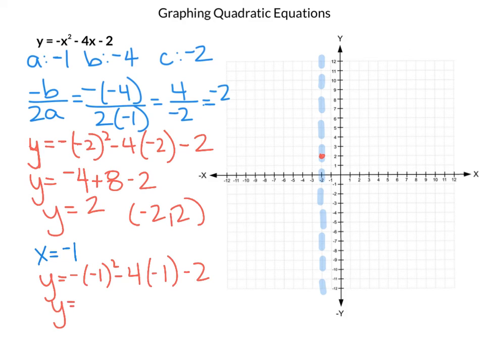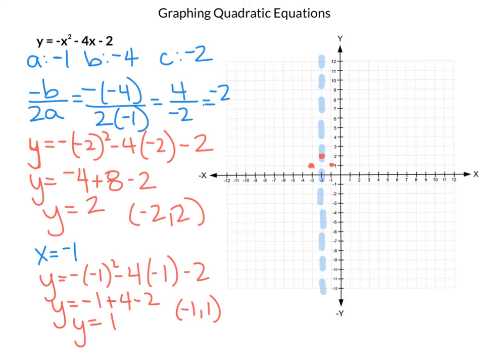All right, so -1 squared is 1, and then I have to bring the negative down that's in front of it. -4 times -1 is going to be a +4, and then -2. So y equals 1. So that means my new point that I'm going to plot is going to be -1, 1. So I'm going to go -1, 1. And again, I can always have a mirror point. So there's my mirror point on the other side of my axis of symmetry.